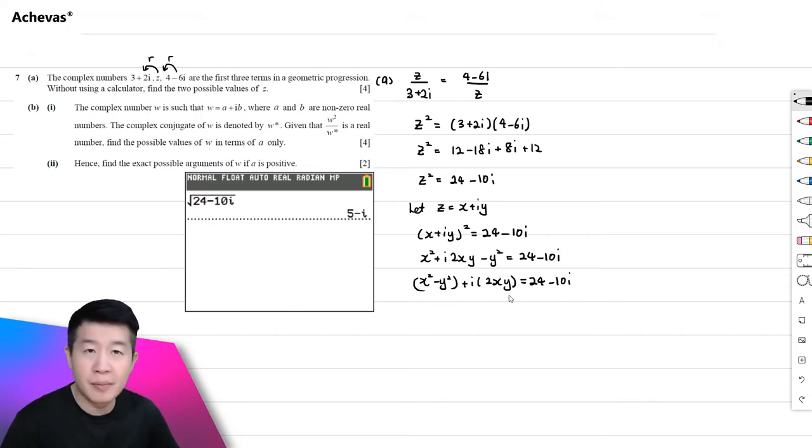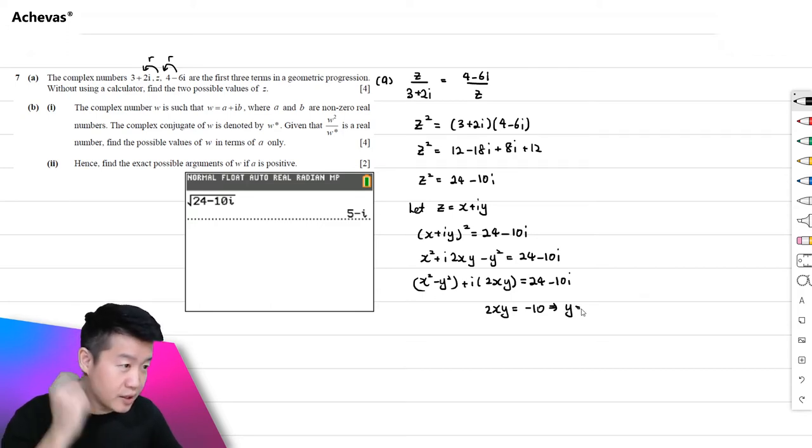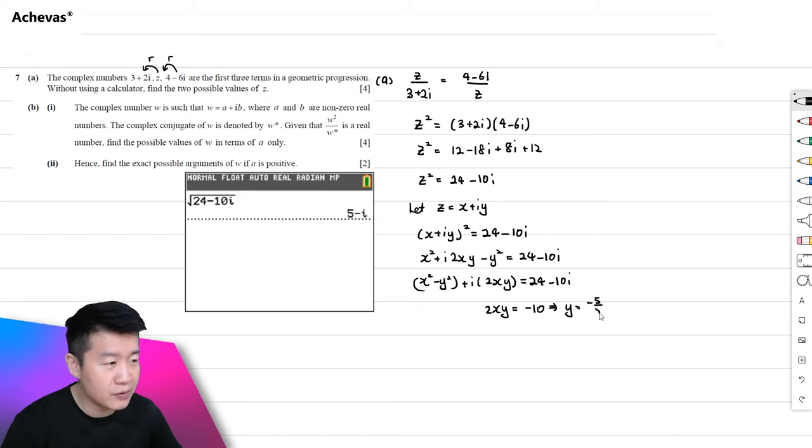If I look at the part that has i, the imaginary part, 2xy is equal to minus 10. I'm going to make y the subject. So y is equal to minus 5 over x. I will call this equation number 1. We have x squared minus y squared is equal to 24. I will call this equation number 2. And we will try to sub equation 1 into equation 2. So we will have x squared minus y squared, which is minus 5 over x squared, equal to 24.